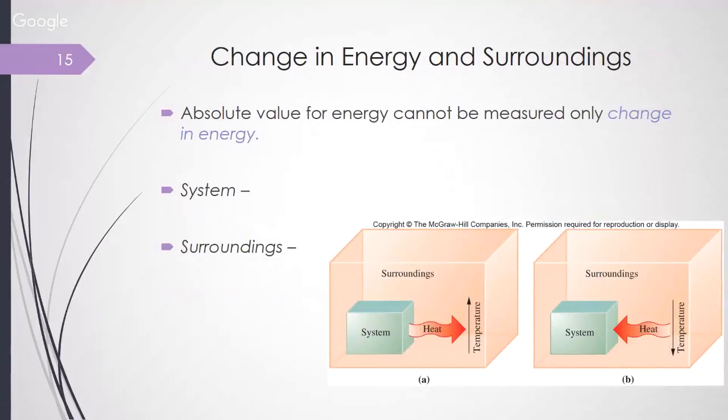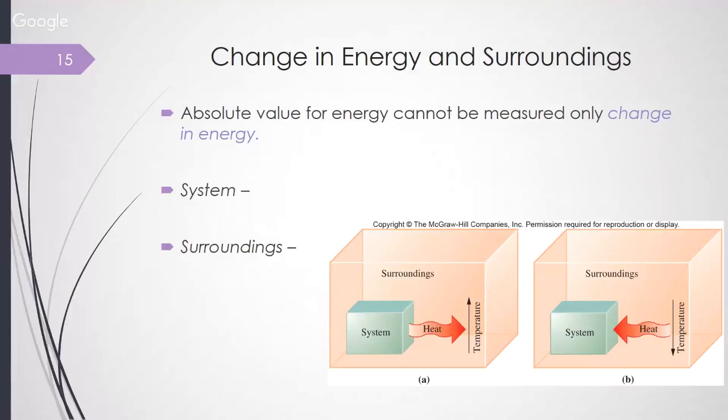Switching gears a little bit, there's always going to be some amount of energy change that's associated with a particular reaction. We first started talking about these in a previous chapter, when we were talking about an exothermic versus an endothermic reaction. So absolute values for energy can never be measured, only the change in energy. So we can look at where a system starts and where a system ends. And by system, we are talking about what we are interested in, so a particular reaction, and your surroundings then are everything else.